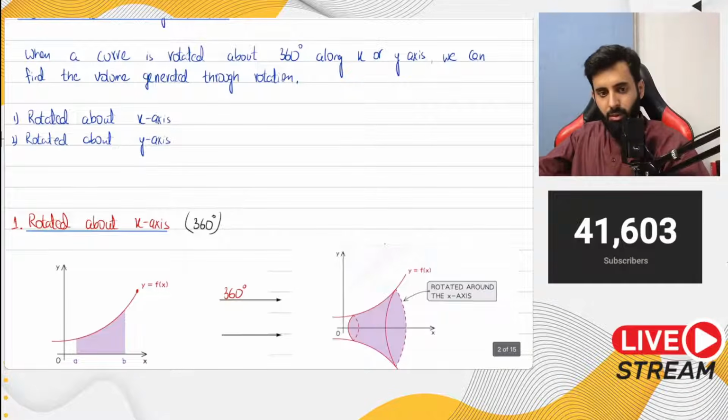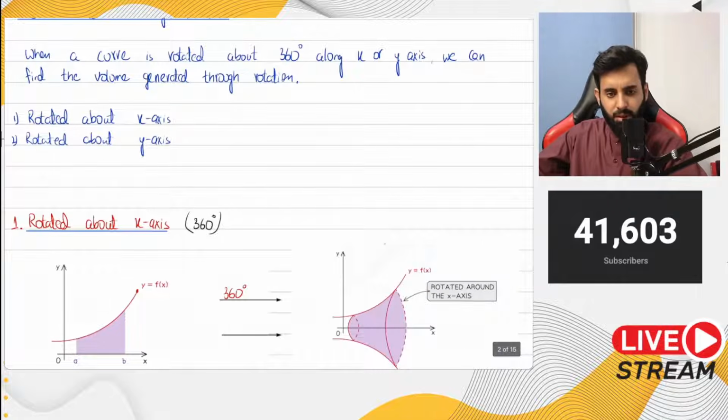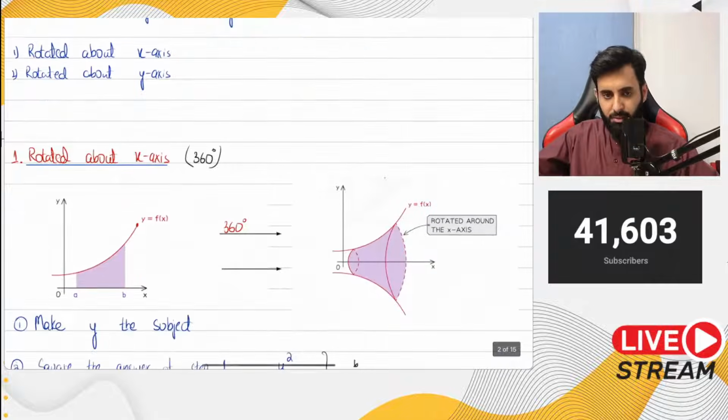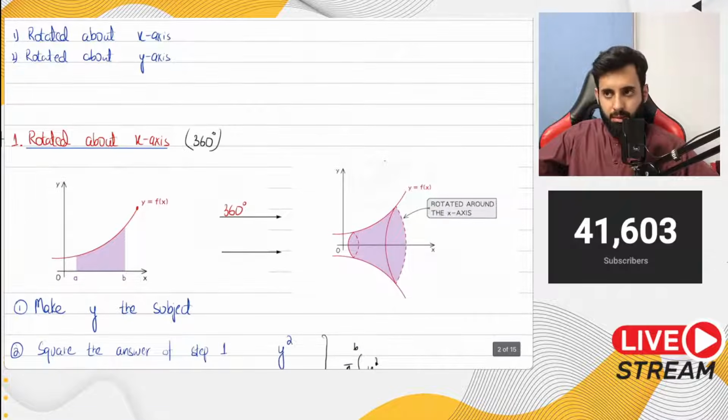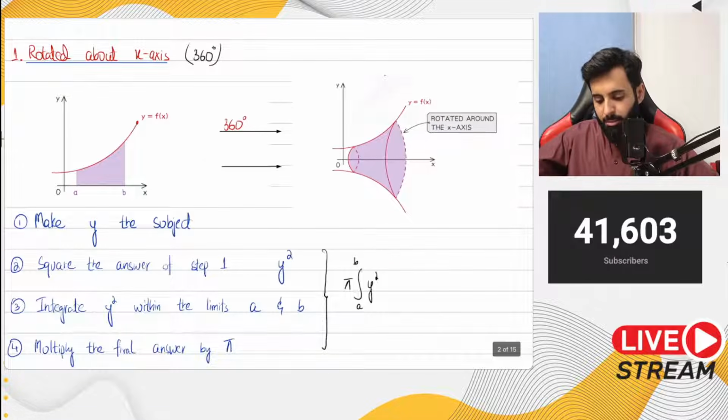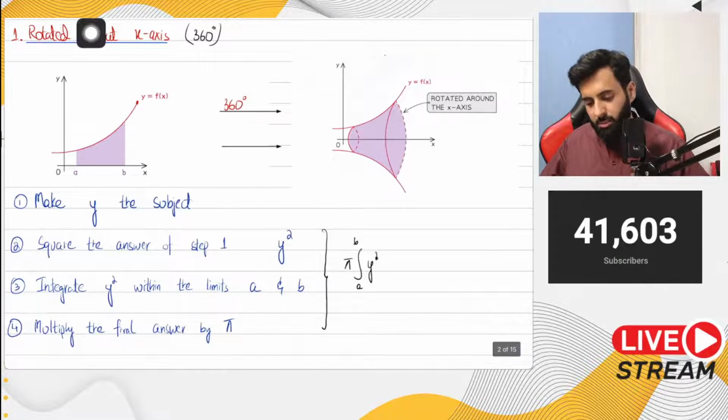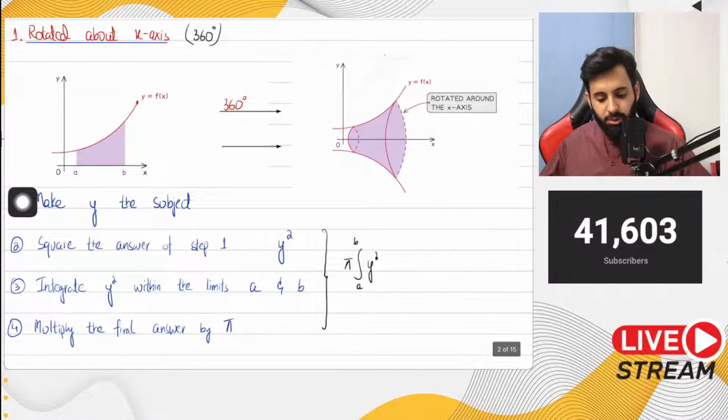But when you rotate it along the y-axis, which is although rare but still in the syllabus, in that case we make x the subject. Okay, we square it and then we integrate it within the limits and multiply it by pi. Okay, theoretically it's very simple. But it's just that in between the algebra, that is where students usually mess up.